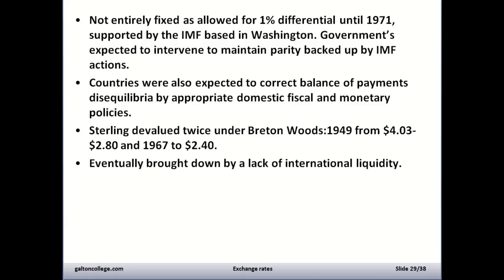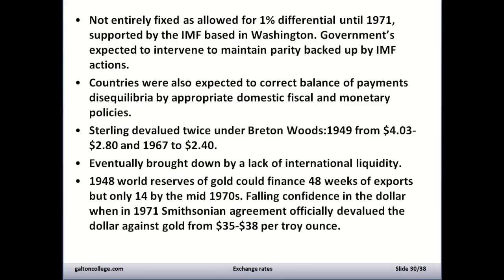Back to the Bretton Woods system, eventually it collapsed, mostly because of a lack of liquidity and a lack of money in the system. In 1948 the world reserves of gold could finance about 48 weeks of exports, but only 14 weeks or thereabouts in the 1970s. So clearly world trade had grown, and the reserves necessary to fund that trade had not grown commensurately. So therefore there was an issue.